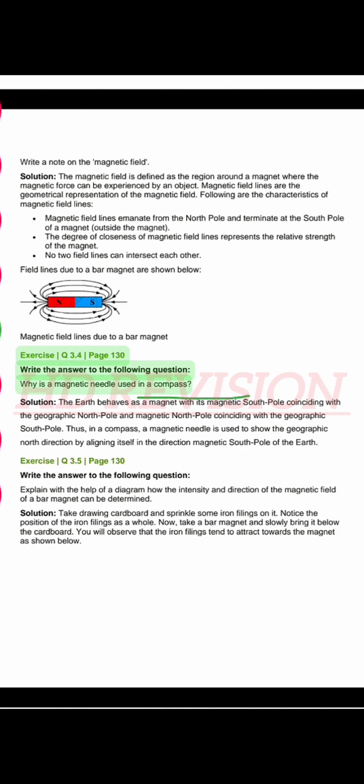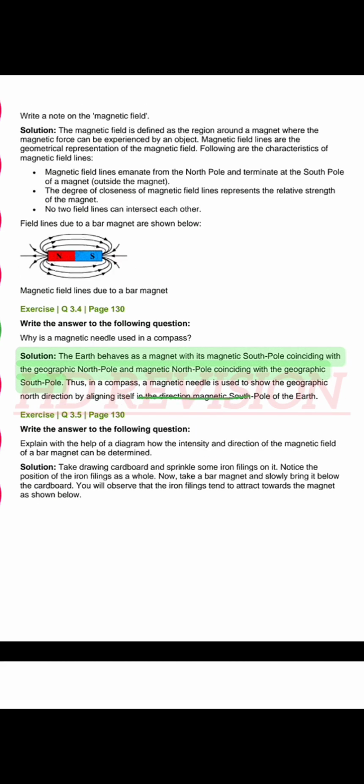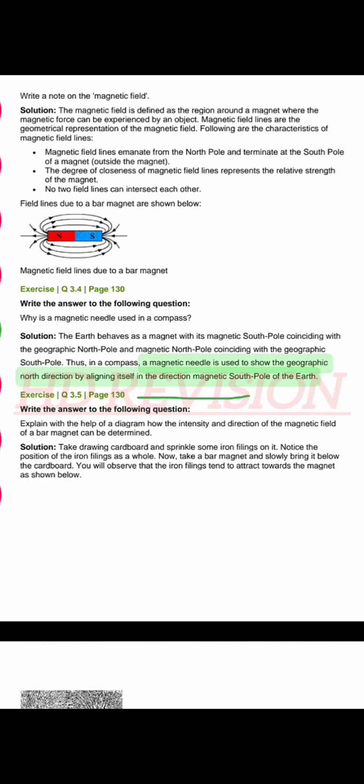Exercise Q3.4 page 130. Write the answer to the following question. Why is a magnetic needle used in a compass? Solution. The Earth behaves as a magnet with its magnetic south pole coinciding with the geographic north pole and magnetic north pole coinciding with the geographic south pole. Thus, in a compass, a magnetic needle is used to show the geographic north direction by aligning itself in the direction of the magnetic south pole of the Earth.